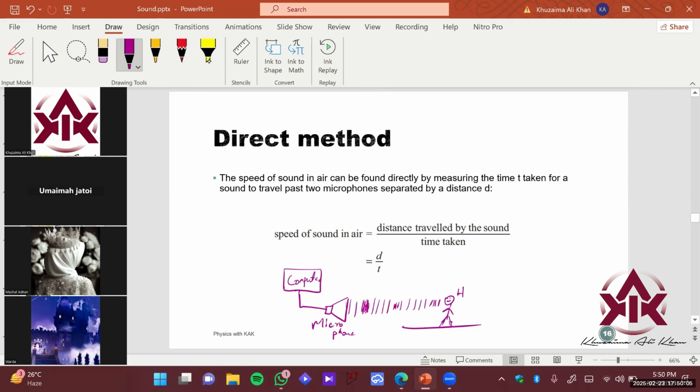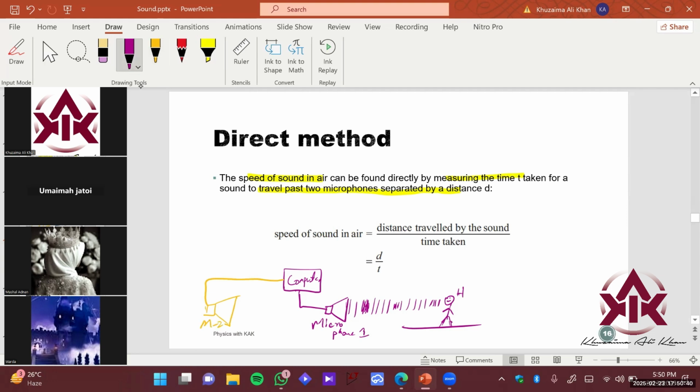So what are they saying over here? The speed of sound in air can be found directly by measuring the time taken for a sound to travel past two microphones separated by a distance d. So now I have this microphone one here. I have another microphone over here, and sound is going to travel across this also, and it is again connected to the computer. This is M2, microphone 2.